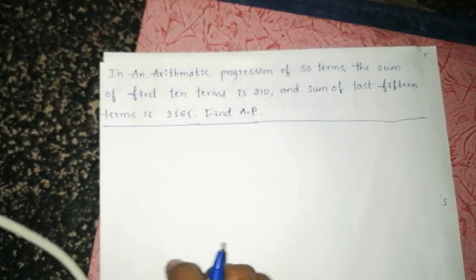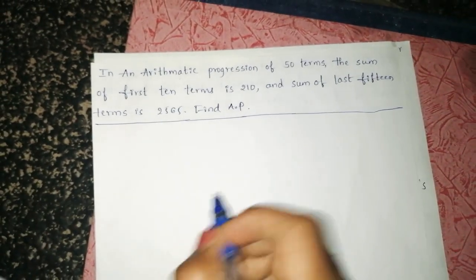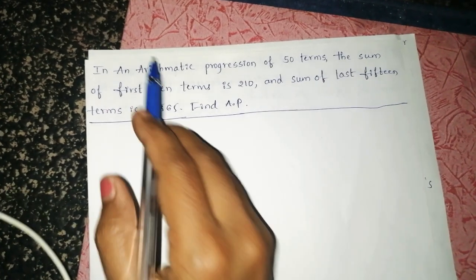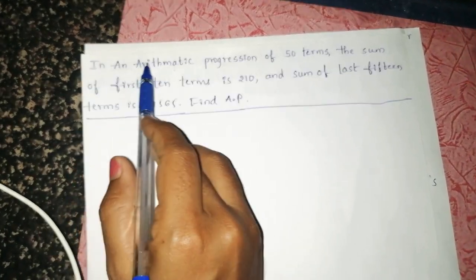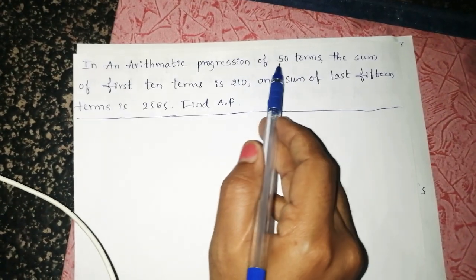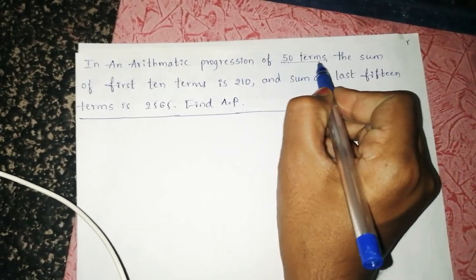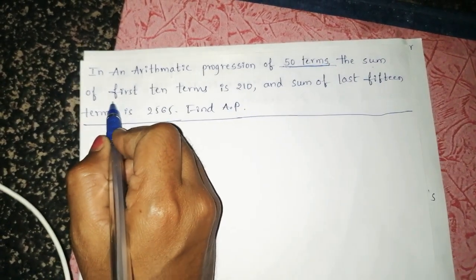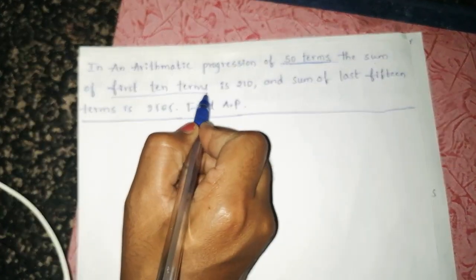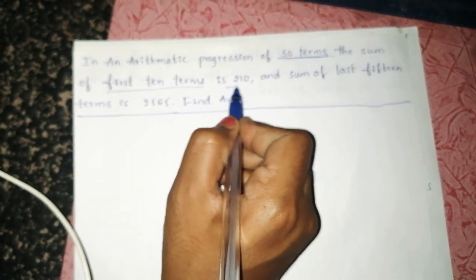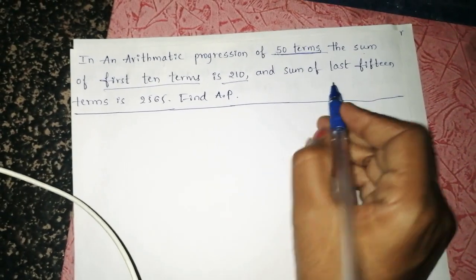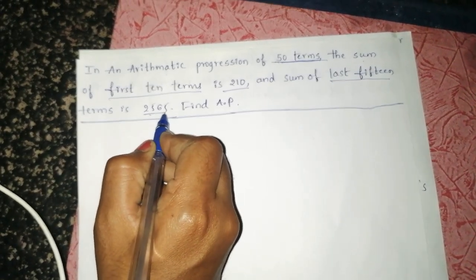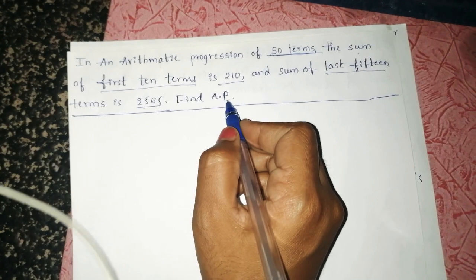So here we go, the first problem. Read it carefully, take one paper and one pen, and go on to solve. I will read here. In an arithmetic progression of 50 terms, the sum of first 10 terms is 210, and the sum of last 15 terms is 2565. Then find the AP.